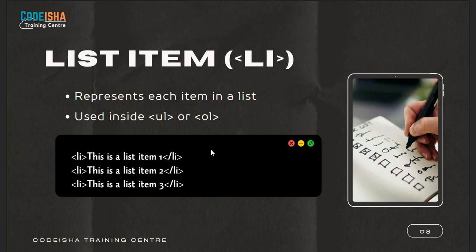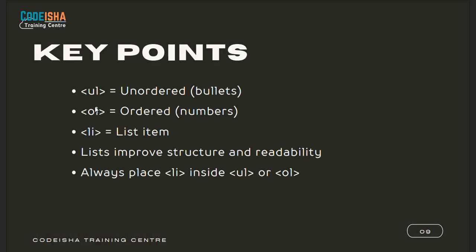Now let's see the key points. The unordered list is mainly used with bullet points, and the ordered list with numbers. The li tag is used for the list item to declare each item, and it improves the structure and readability. Always place a list item tag inside the ordered list or unordered list. We must follow that when we use the list item tag. Up to here, right.